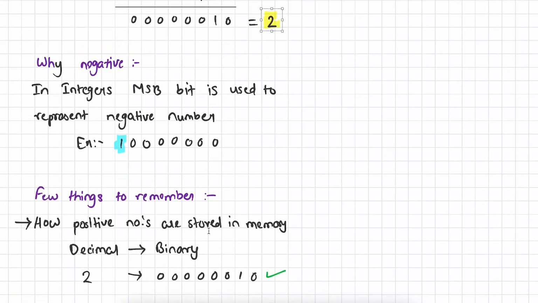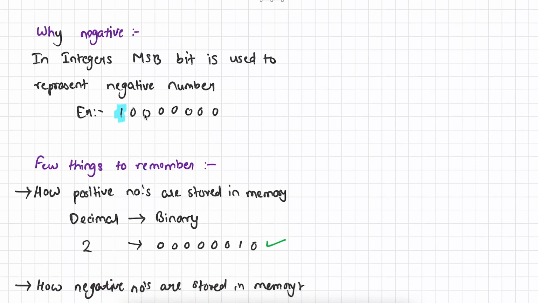So let's first understand how we represent negative numbers in integers. In integers, the MSB is used to represent negative numbers, right? So let's say we have a number represented in 8 bits. If the last bit, that is the most significant bit, is set to 1, it means this is a negative number. And if the most significant bit is 0, it means it is a positive number. So the last bit is used to set the sign of the integer. If it is 1, it is negative. If it is 0, it is positive.